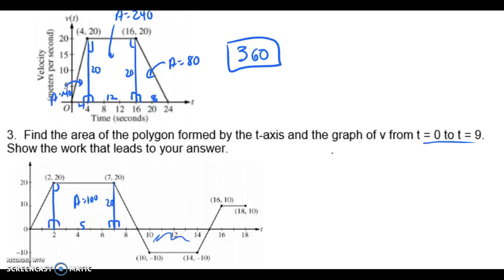Here we have from 7 to 9, that's 2. So the area of that is 20. Here we have a base of 2 and a height of 20. So again, 20. When I add those up, I get 140.